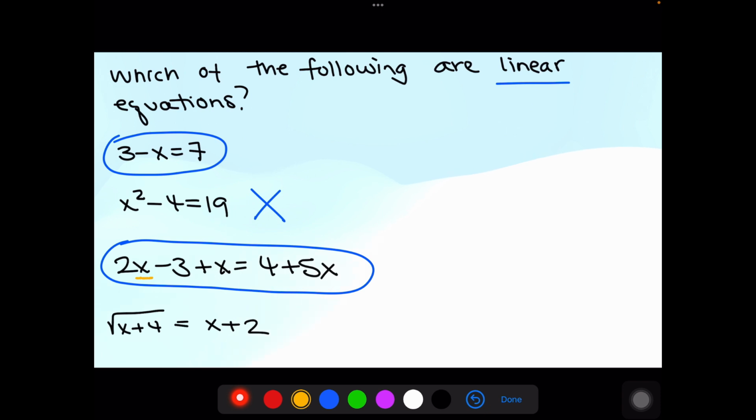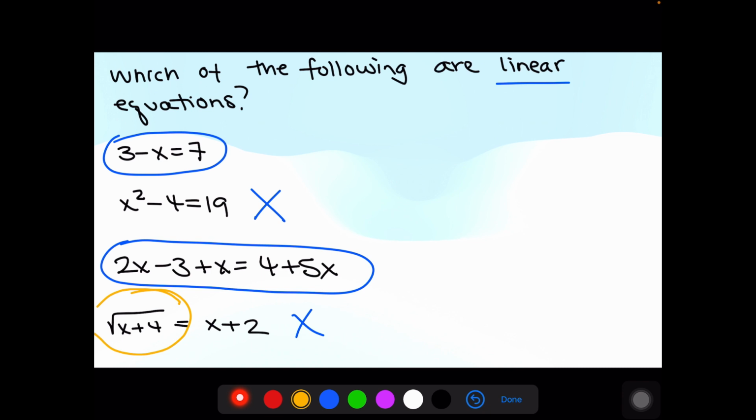The third equation on the list is also linear. The x appears in multiple places, but it never has any exponents on. We have linear terms of x in this equation. And finally, the last one is not linear, and that's because it has a square root in it. So square root of x would not be a linear term.